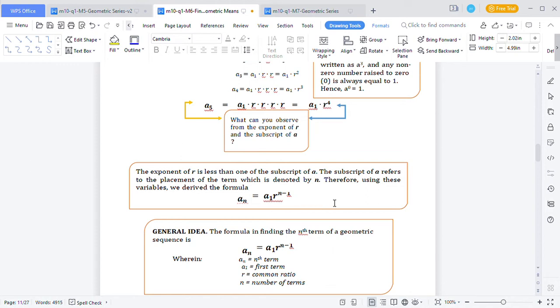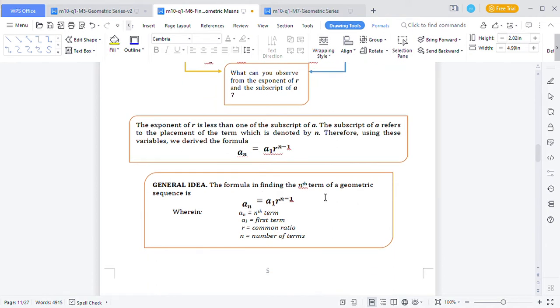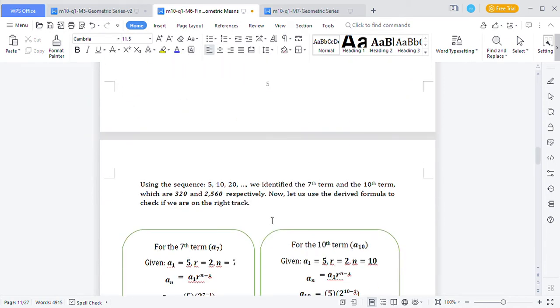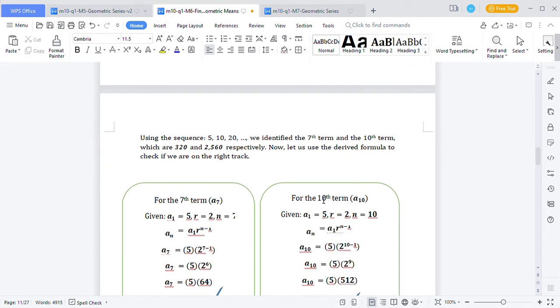As the term goes up, we subtract 1 from the exponent. Your A sub n is your nth term, your A sub 1 is your first term, your R is the common ratio, and your N is the number of terms. Using the sequence 5, 10, 20, we identify the 7th term and the 10th term, which are 320 and 2,560 respectively. Now, let us use the formula. If you check, we are on the right track.